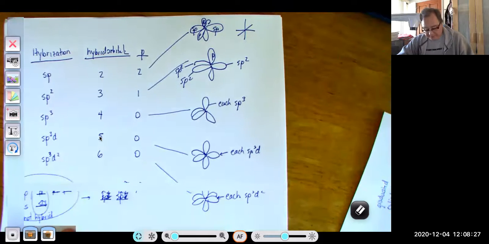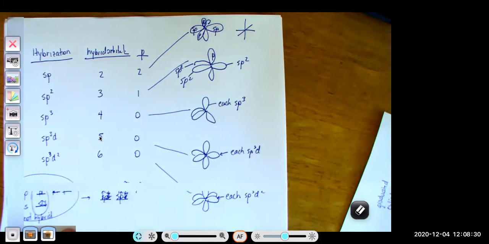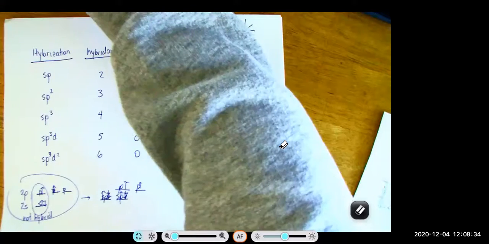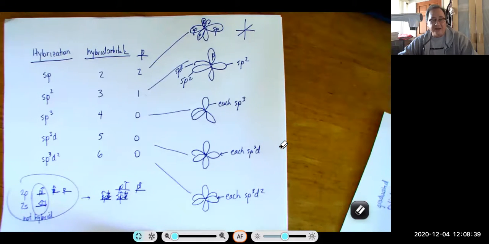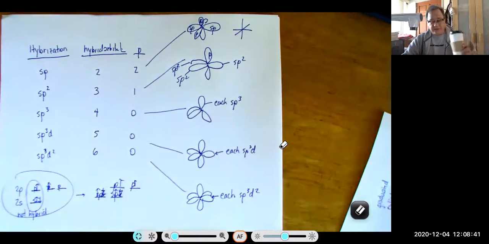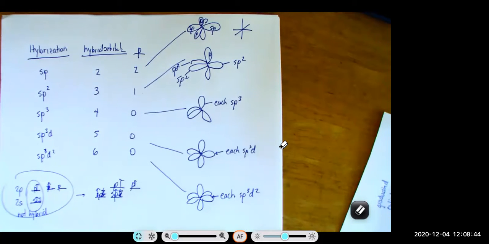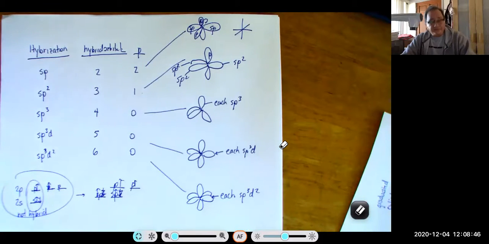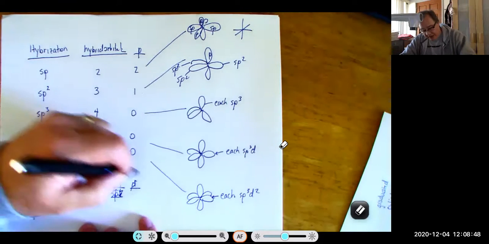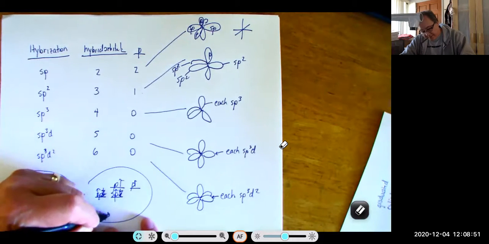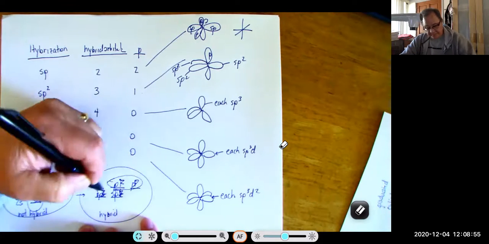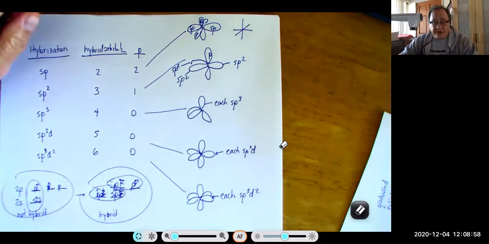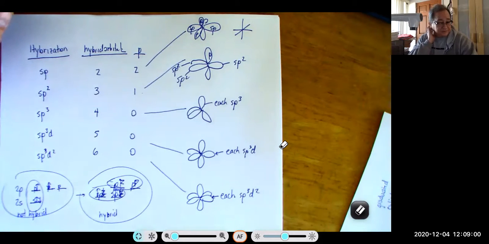And then we bond. Actually, the screen has some white spots. Can you see this now? Yeah. Okay. So this is not hybrid and this is hybrid. The idea here is that the p's are still there, and they may or may not have electrons. It depends on how the valence bonding goes.